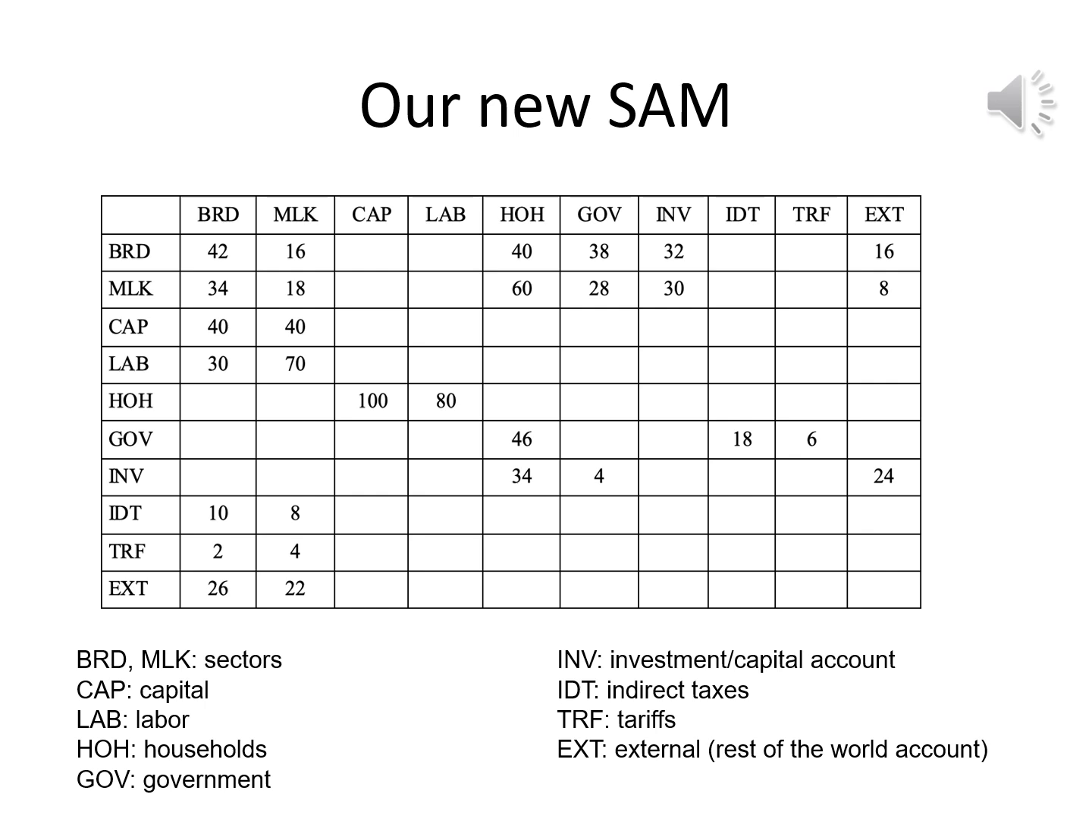so remember that columns in the SAM means payments and rows means receipts. So bread sector is paying 42 yen to bread sector for use of intermediate inputs. And milk sector is paying 16 yen to bread sector for the intermediate input use.